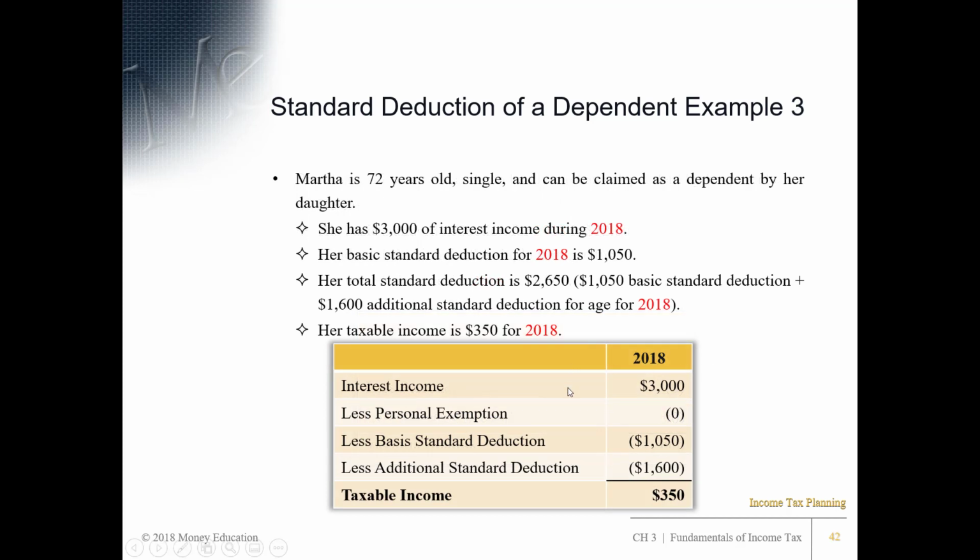Now an example of another dependent. Martha is 72 and single and can be claimed as a dependent by her daughter. She has $3,000 of interest income. Her basic standard deduction is $1,050. Her total standard deduction is $1,050 plus $1,600 for her age if she's over 65. So she's got $3,000 in interest income, but none of that is earned income because interest isn't considered earned, it's passive. And so she subtracts the basic standard deduction and then the extra for her age, so she only has taxable income of $350.